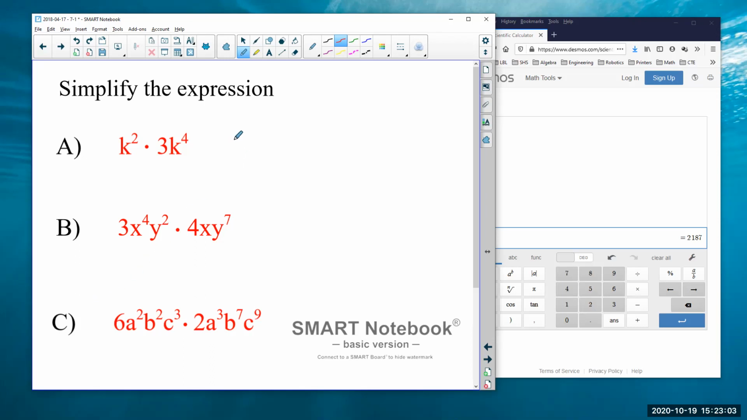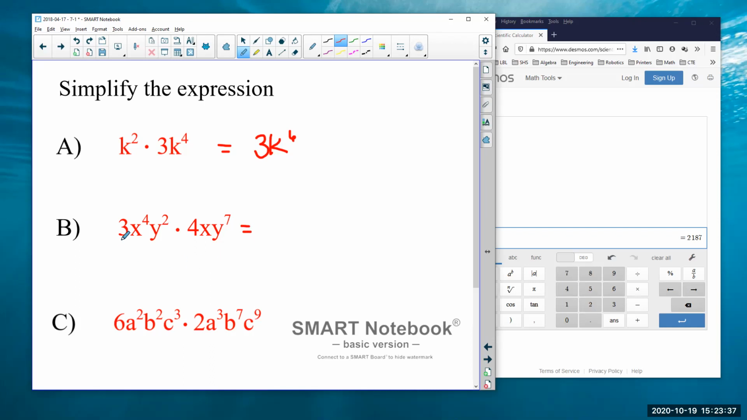Okay, so when we look at these expressions, this is 3 times k to the 4th times k to the 2nd power. So I'm going to multiply all the numbers together. 1 times 3 is 3. And then I've got k to the 2nd and k to the 4th. So k has the same base, and so I can add those exponents. This is going to be 3 times k to the 6th power. Okay, and I don't know what k is, so I can't evaluate. So all I can do is simplify that.